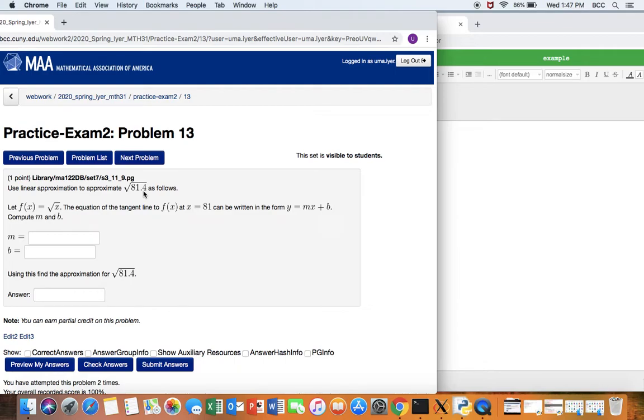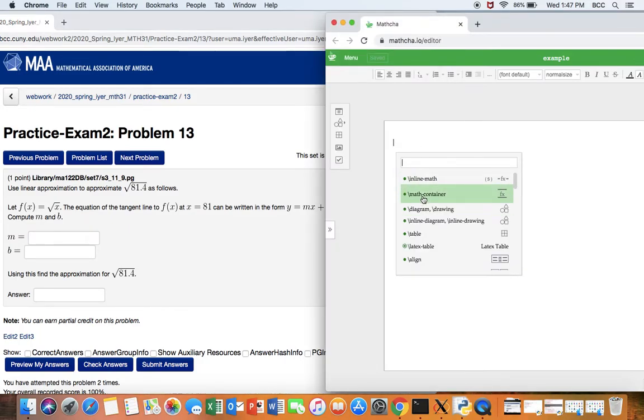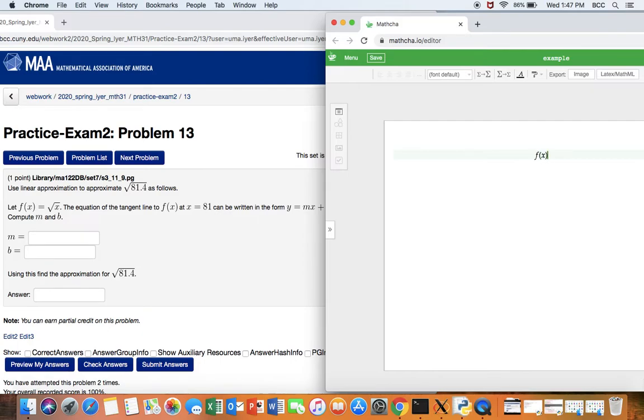Well, normally I would have asked you what is the function. They're giving us the function f(x) equals square root x. All right. Equation of the tangent line at x equals 81 can be written in this form. So they are giving us a few features. All right. So let's write that down. f(x) equals square root x.